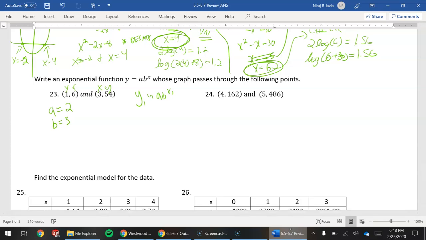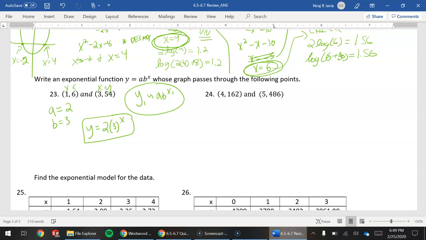So if that's the case, we're going to use the same format and say y is equal to a, which is 2, times b to the x. Remember, only b is to the x. So we say 3 to the x. There you go. That's the function that the graph passes through. So once you give me a 1 and 6 and a 3 and 54, plug it into a table, then put in that formula right here, and you'll get your answer.